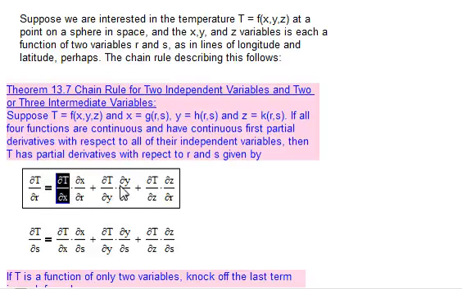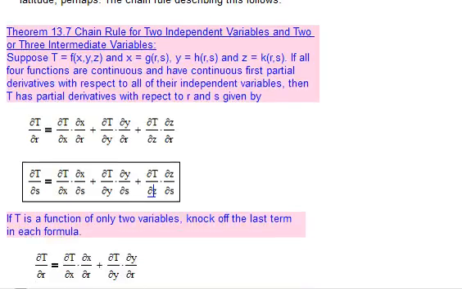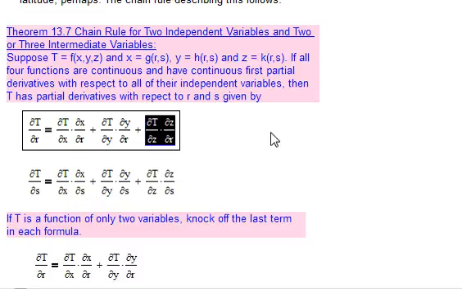∂t/∂r is the partial of t with respect to x times the partial of x with respect to r. Notice the ∂x's sort of cancel. Plus ∂t/∂y times ∂y/∂r. Notice the ∂y's sort of cancel. And ∂t/∂z times ∂z/∂r, and again the ∂z's sort of cancel. The partial with respect to s is the same sort of thing. So if t is a function of only two variables, knock off the last term.